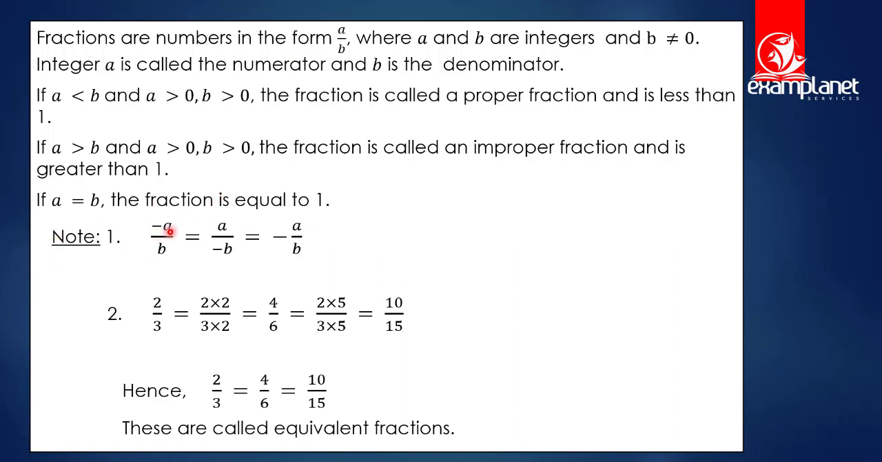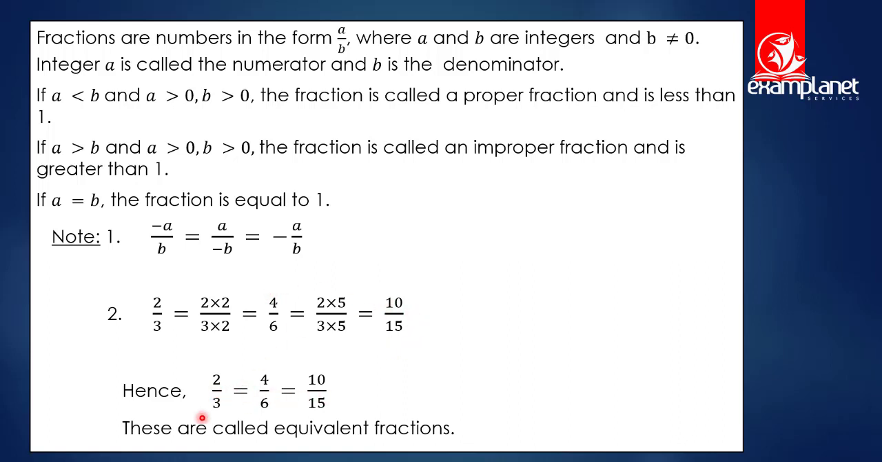Alright, now note, minus a over b is equal to a over minus b, and the same thing as minus a over b. So something like minus 2 over 3 is the same thing as 2 over minus 3, and the same thing as minus 2 over 3. So you can take the minus to any of the numbers and you're still going to have the same fraction. Now 2 over 3 is the same thing as 2 times 2, which will give us 4, over 3 times 2, which gives us 6, and the same thing as 2 times 5, which gives us 10, over 3 times 5, which gives us 15. So now this means 2 over 3 is the same as 4 over 6 and the same as 10 over 15.